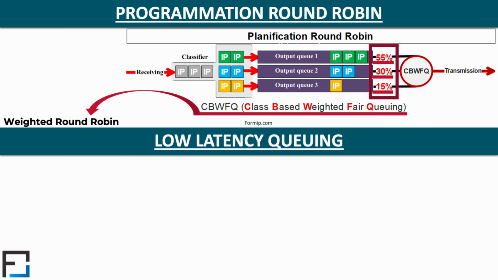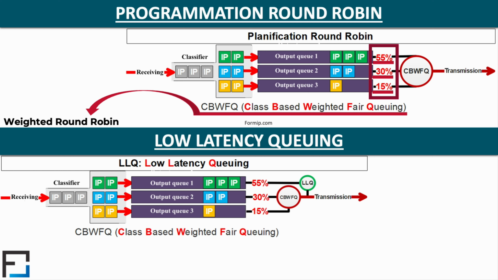To resolve this issue, a priority queue must be added. On the new schema, we can see that the first queue is now attached to the LLQ, low latency queuing process. Each time a packet is added to Q1, it is immediately transmitted, and all other queues must wait. So, it's important to set a limit on the priority queue, because otherwise, it's possible that the scheduler will be so busy transmitting packets from the priority queue that the other queues will never be processed. And when these queues are full, then the packets are directly deleted.